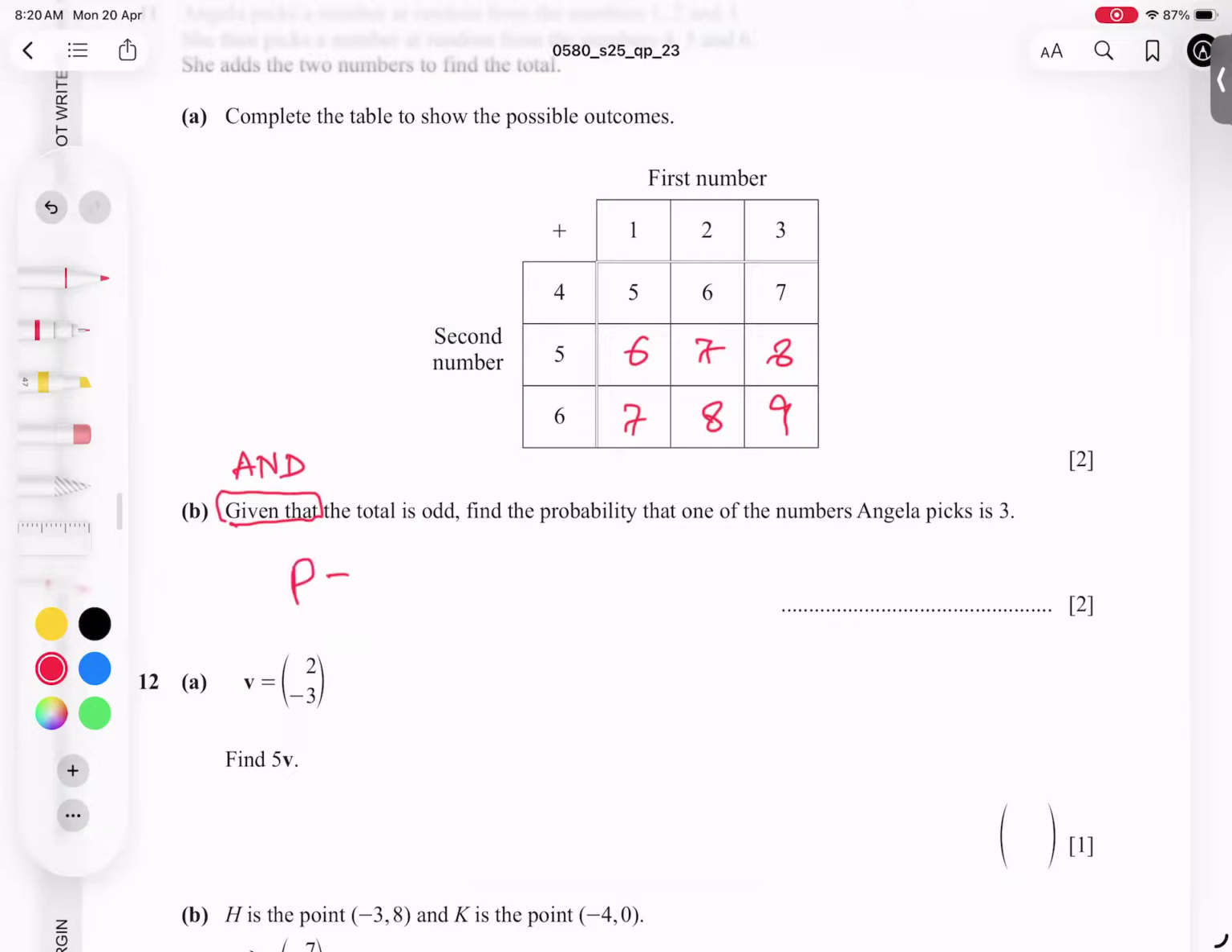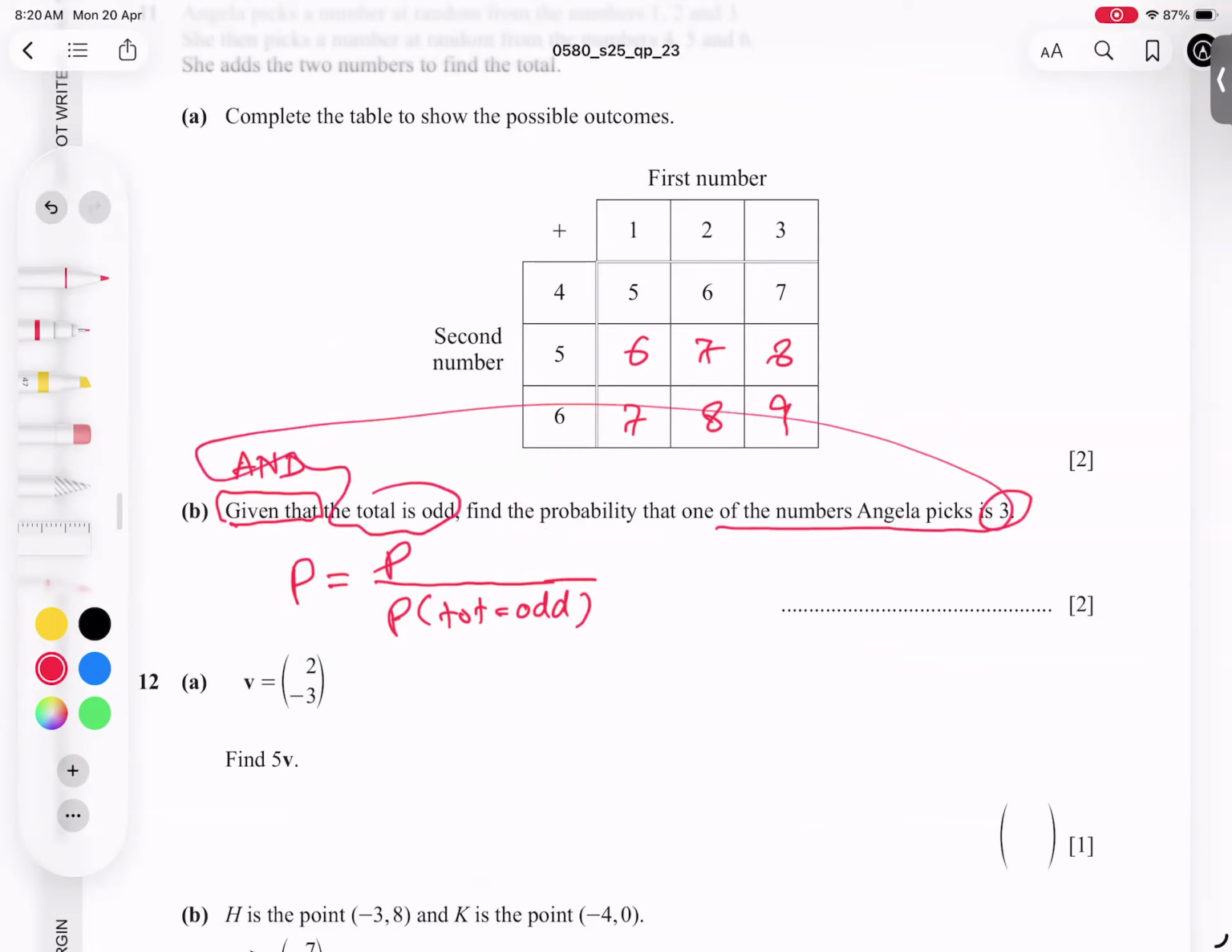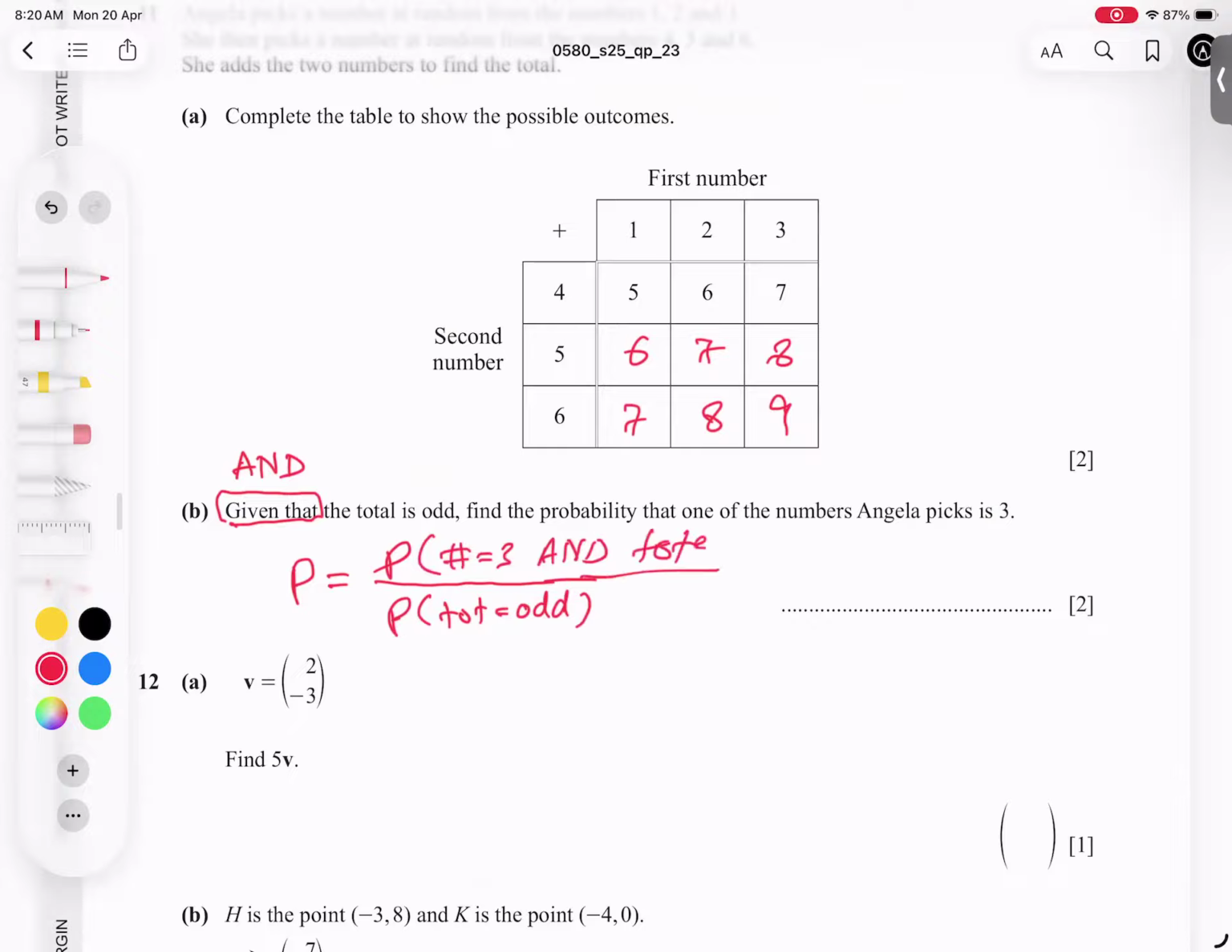Whenever this conditional probability comes, what to write in denominator after given that? What is that? Total is odd. So probability of the total is equal to odd. We will write in denominator total is equal to odd. And find the probability one of the number Angela picks is 3. So I will write all together and read and. So one number Angela picks is 3 and total is odd. So number is equal to 3 and total is equal to odd. So basically we combine them. This is the rule of the conditional probability.